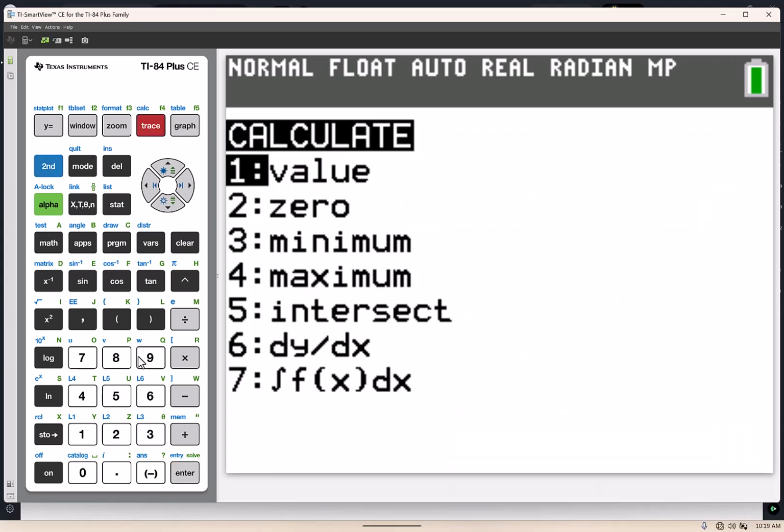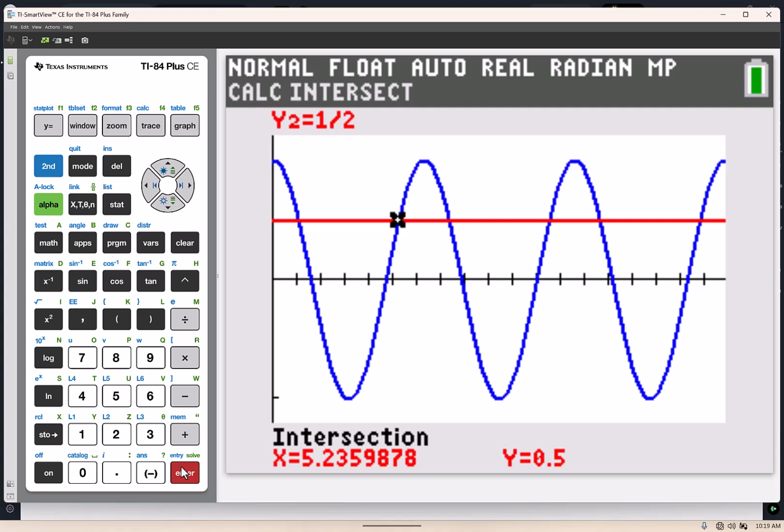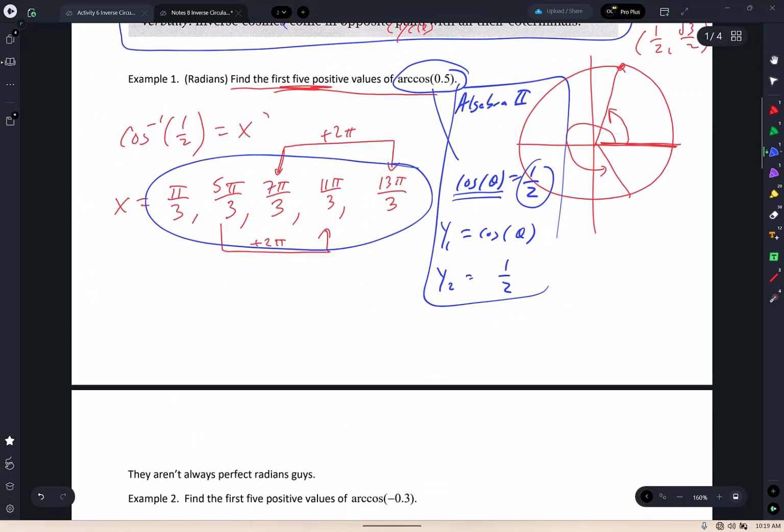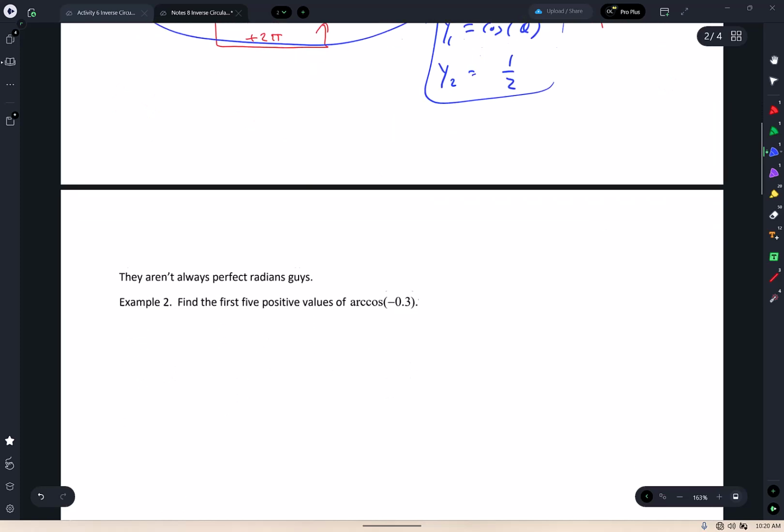Second, calculate, 5, enter, enter, enter. How do we feel? Are we feeling okay? Have we done anything crazy? Are we okay? Okay. Here we go, guys. So we just answered our first one. Flip the page.